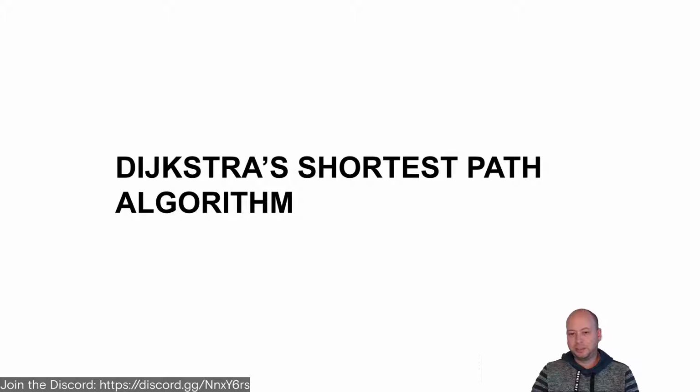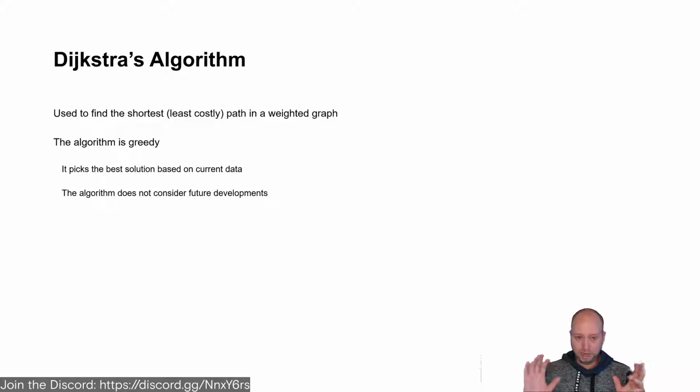So let's talk a little bit about Dijkstra's shortest path algorithm. Say you have a node graph, a vertex graph that is weighted, and we want to find the shortest path between a vertex A and some other vertex X in your graph. What Dijkstra's will do is explore the graph and ultimately find the shortest path. It picks the best solution based on the current data, and obviously cannot take into consideration future developments.